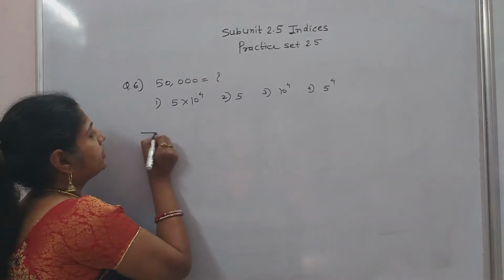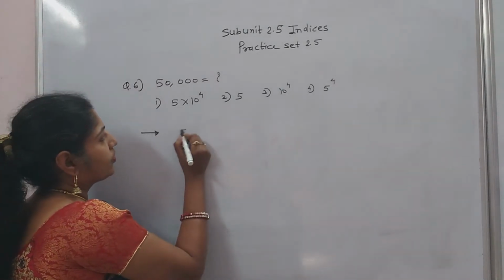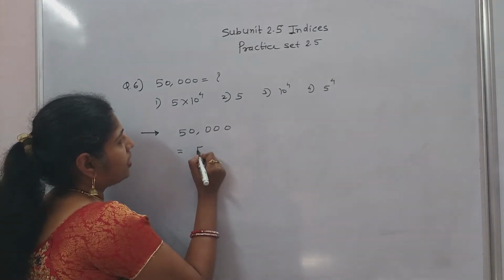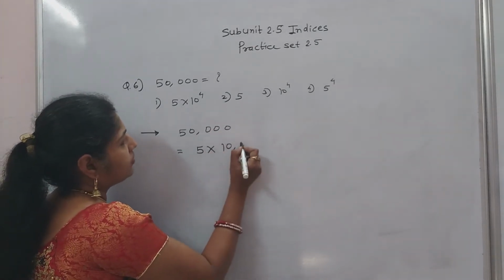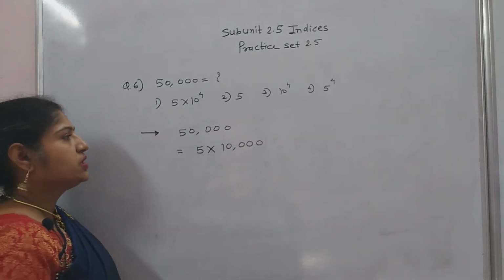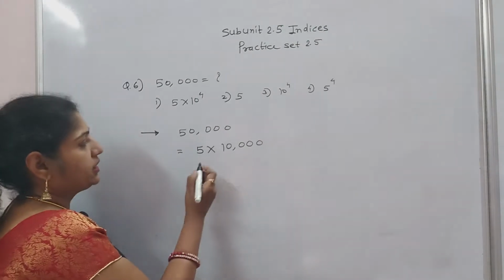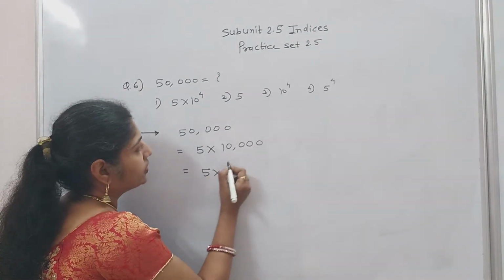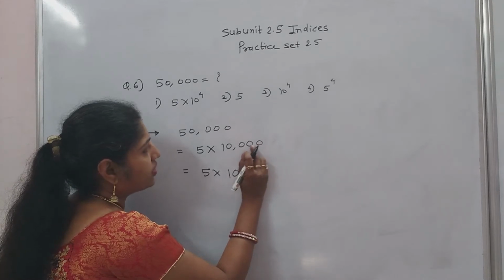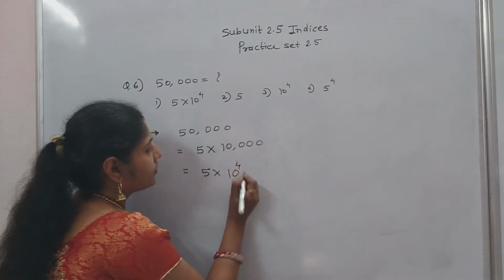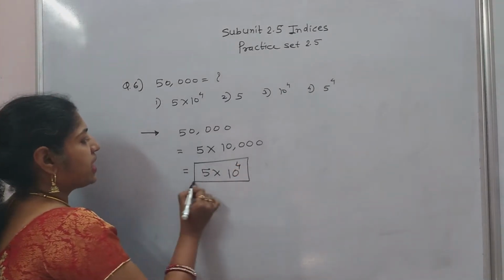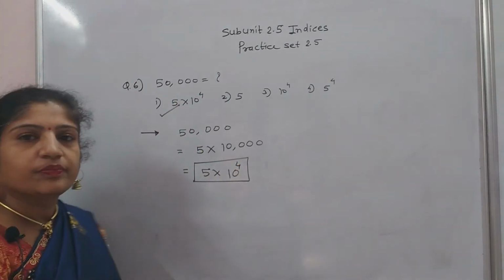50,000, write in the index form. I write 50,000 as 5 into 10,000. So 50,000 equals 5 into 10,000, which is written as 10 raised to, how many zeros? 1, 2, 3, 4. 5 into 10 raised to 4. This is our answer, option number 1.